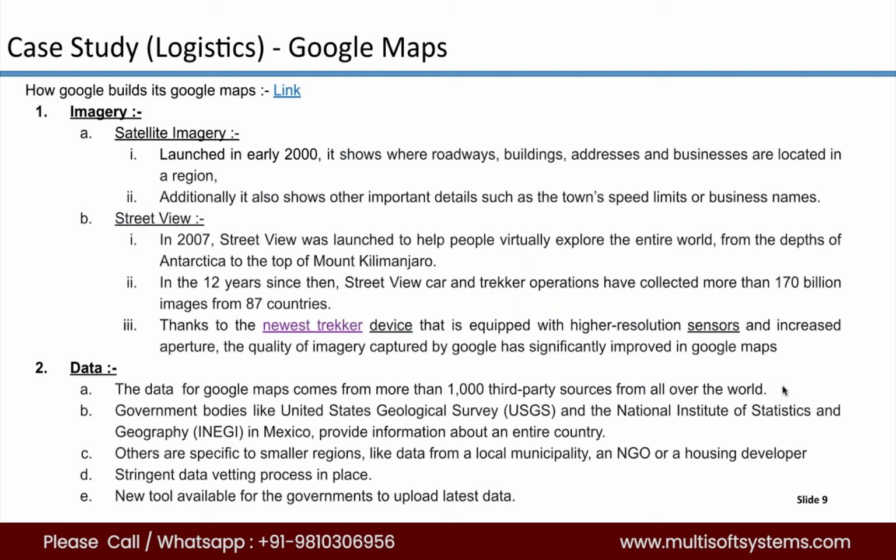The quality of imagery captured by Google has significantly improved in Google Maps, right? And you would see that. Google Maps, they are innovating. Of late, I saw a feature in Google Maps, and I hope we are not going out of context. But all this they are doing on the basis of the tremendous amount of data that they store and research upon, which is basically the next part. So let's move on to that. Data, which is why we are here.